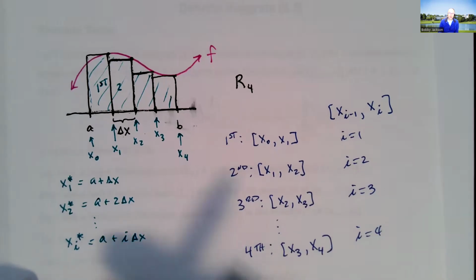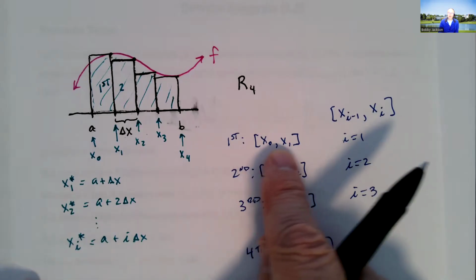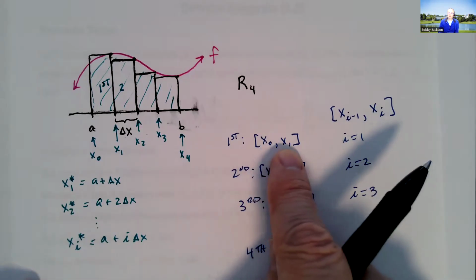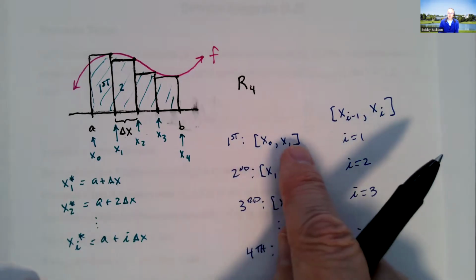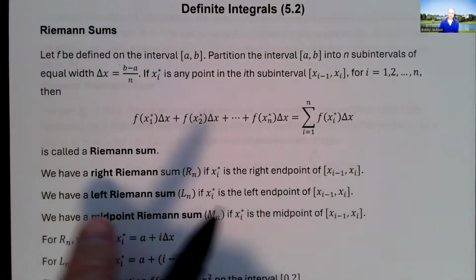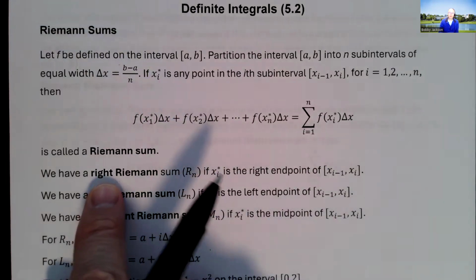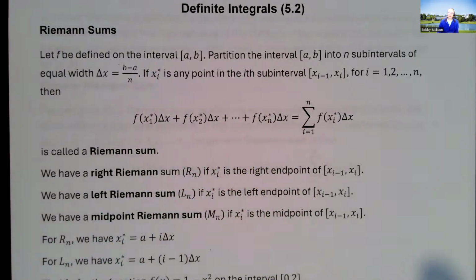So the x sub i star then is some point on this subinterval, and it can be any point. It could be random, as long as it is in the subinterval: the left endpoint, the right, the midpoint, or any point in between. Doesn't really matter. Now, in the particular case where we use all right endpoints, we call that the right Riemann sum. We use all left endpoints, call that the left Riemann sum, and so on.